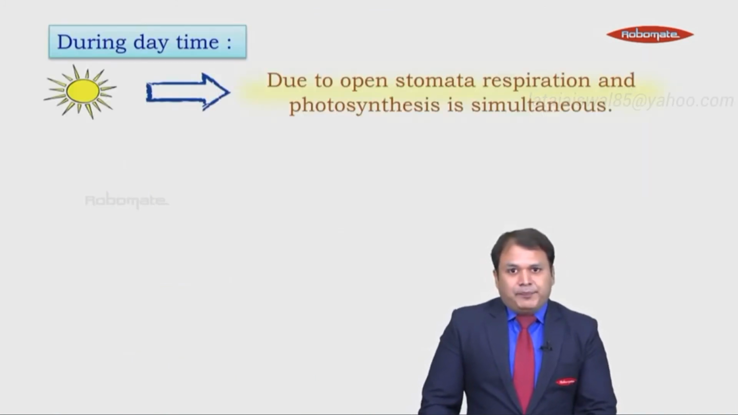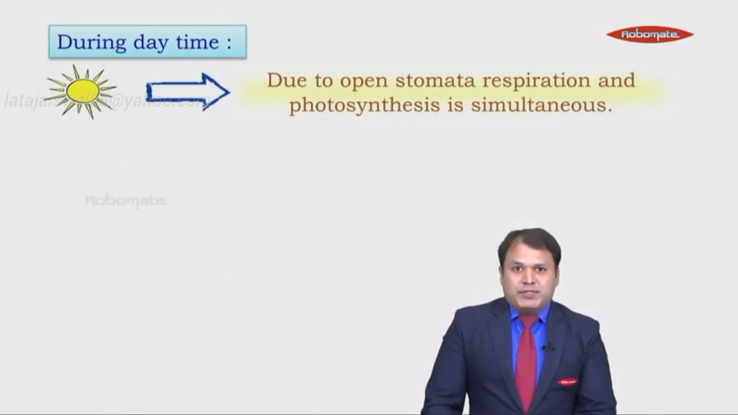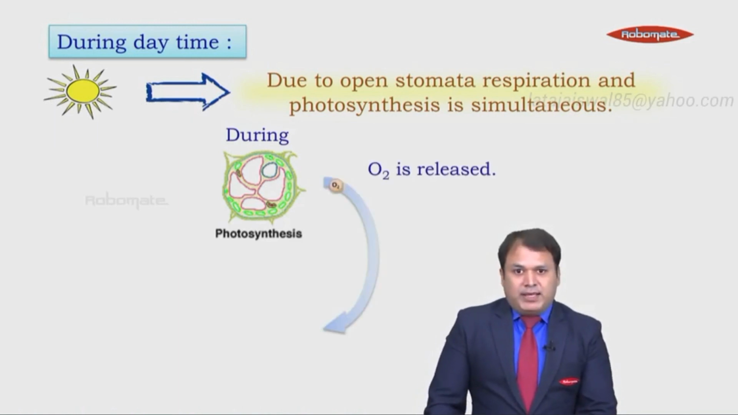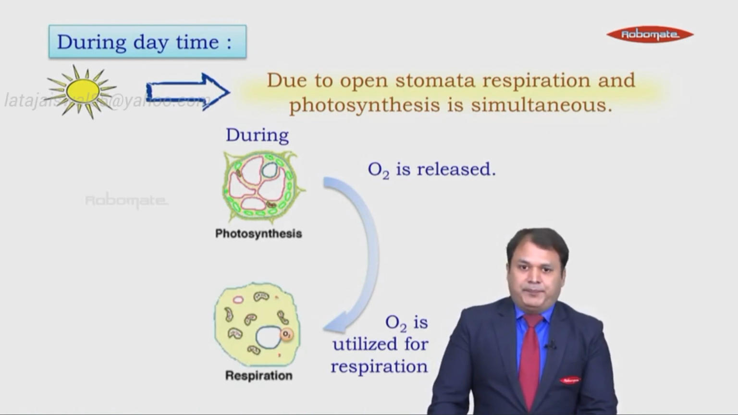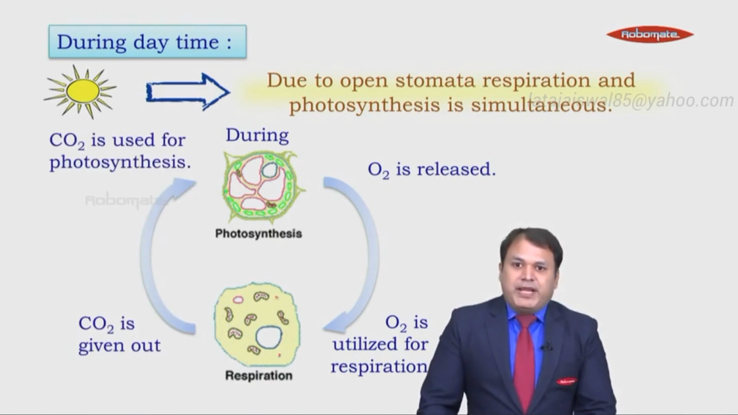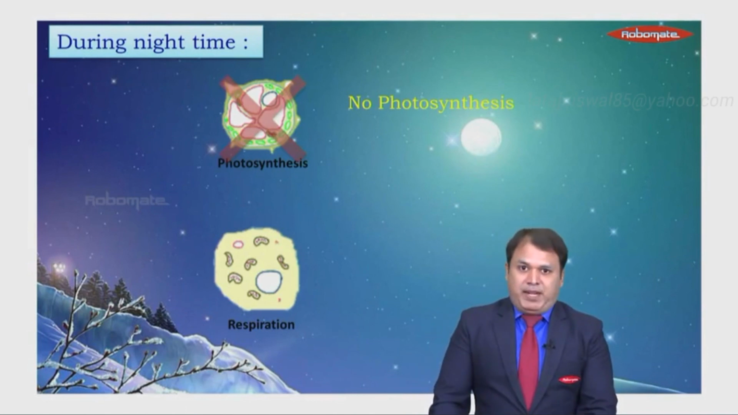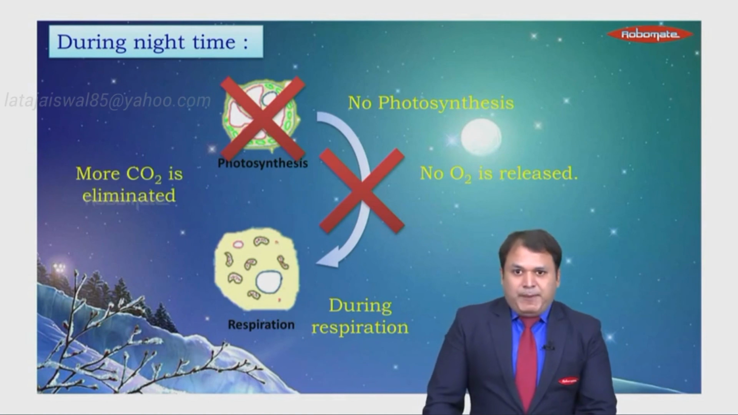Now, during daytime, due to open stomata in the plants, respiration and photosynthesis occur simultaneously. So during photosynthesis, oxygen is released, and this oxygen is utilized for respiration. Then during respiration, carbon dioxide is given out, which in turn is again utilized for photosynthesis. But during night time, there is no photosynthesis in plants, and therefore no oxygen is released. So during respiration, only more and more carbon dioxide is eliminated.